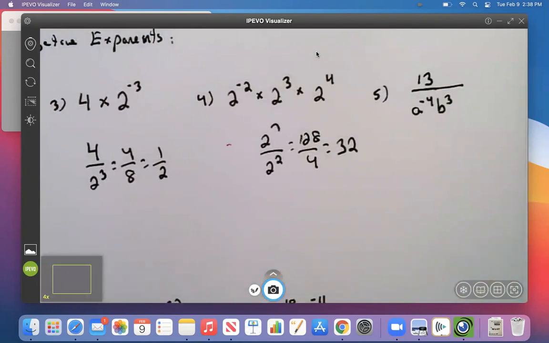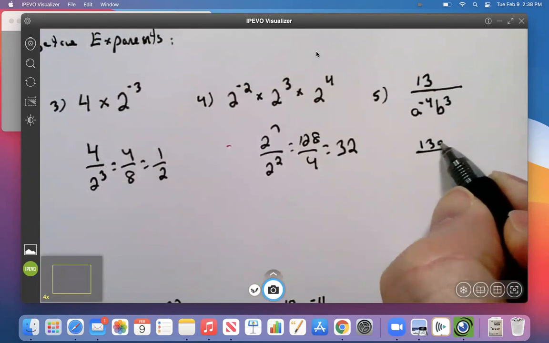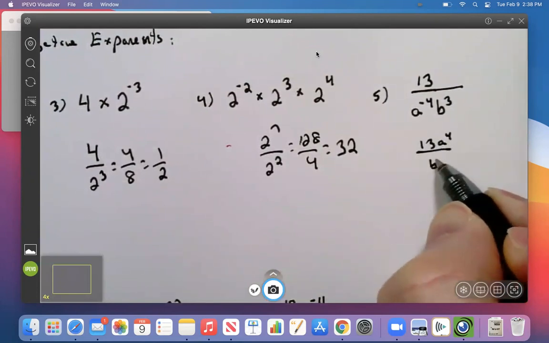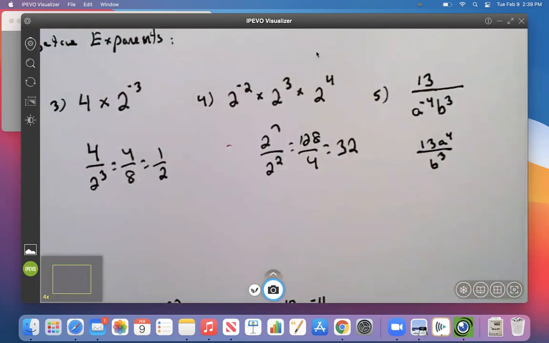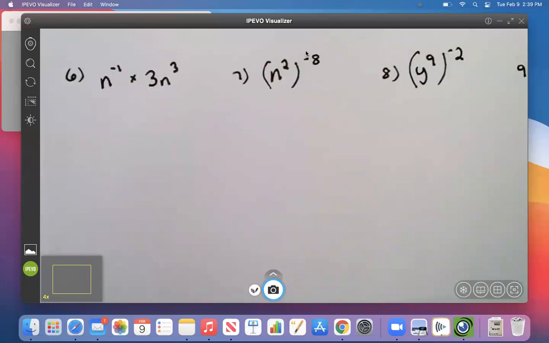Number 5. Number 5, I just move my a to the negative 4 up top, leave everything else alone. Your answer is 13a to the 4th over b cubed. Number 6.